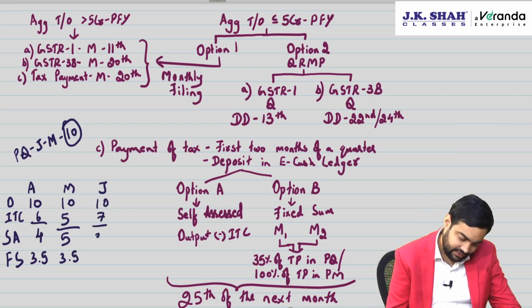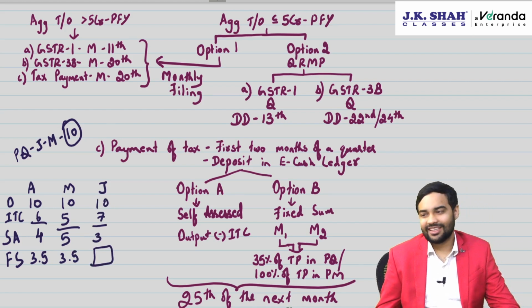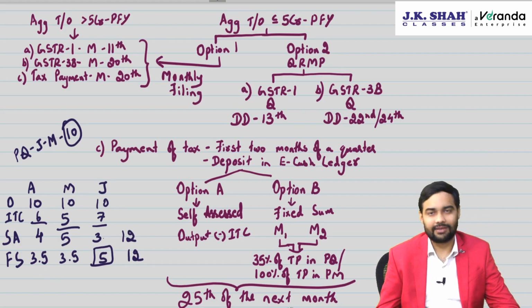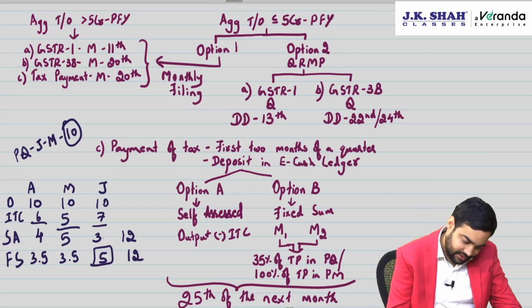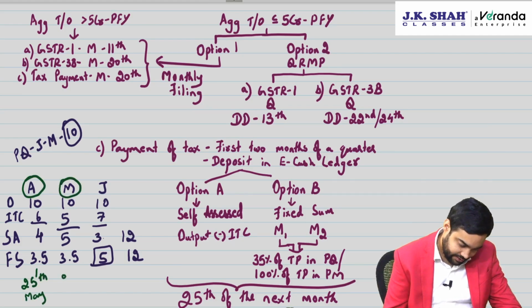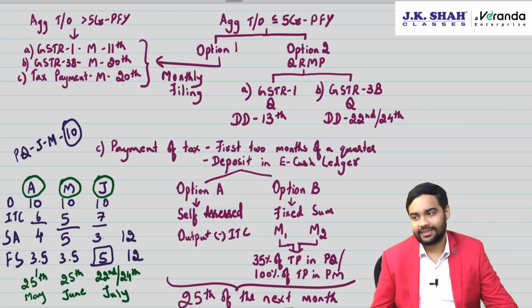Then 10, 7, 3. So how much will be this one? At the end of the quarter, everything has to match. So 4 plus 5 plus 3, 12. You have already deposited 7. Now you will deposit 5. At the end, it will remain the same. April, what is the due date? Due date will be 25th May. May, what will be the due date? 25th June. For June, 22nd/24th July. This will be the due date for paying these taxes.